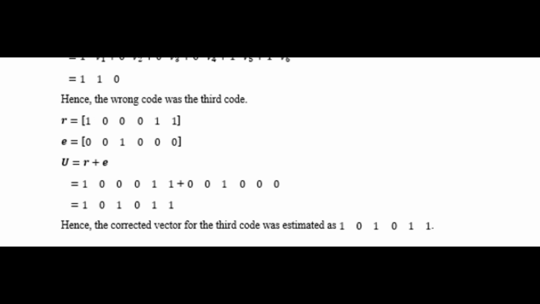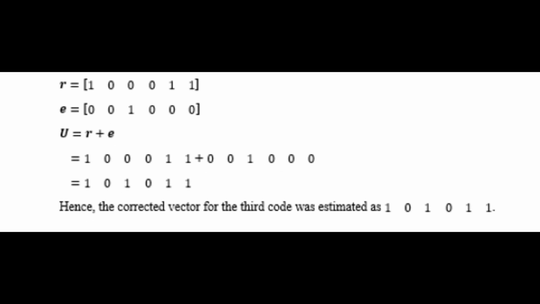Now, we have the received code 100011 and the error pattern 001000. The 1 at the third place indicates the position of the error. Lastly, to get the corrected code word U, the received code is added with the error pattern introduced by the channel. Hence, 100011 and 001000 are added together. Finally, 101011 is obtained and estimated as the corrected vector for the third code.